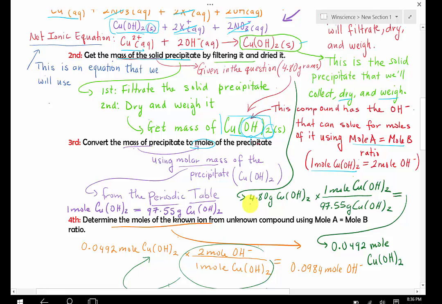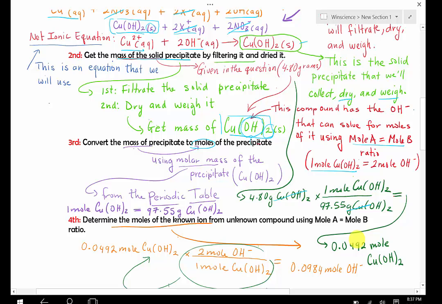Since we know the mass of the precipitate as copper hydroxide, we can actually convert to mole by using the molar mass. And if you don't remember how to find the molar mass, it's basically the mass on the periodic table for copper, oxygen, and hydrogen. And you add them together and it turned out to be 97.55 grams of copper 2 hydroxide. So the copper 2 hydroxide is going to cancel out in gram. That would give us mole. And now we have moles of copper 2 hydroxide.